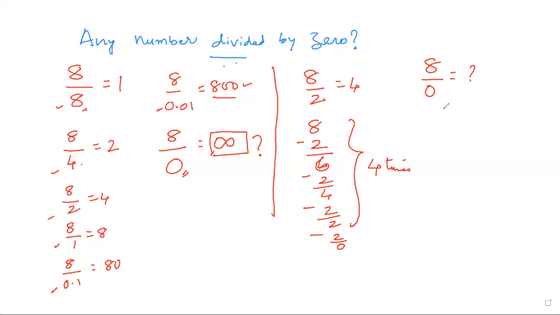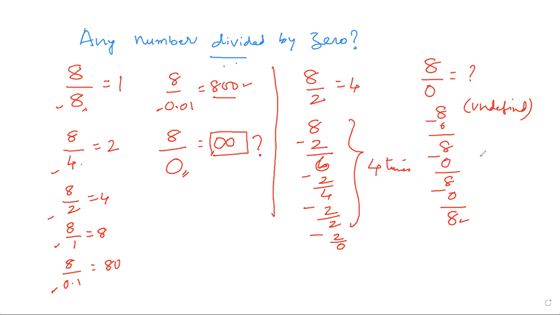Okay, now let me do the same process. 8 minus 0 is 8, minus 0 is 8, minus 0 is 8. If I do repeated subtraction, I go on getting the same number, correct? Again and again. That means I cannot actually do the same process like here, and every time I get 8. So with 8 by 0, I cannot say how many times it repeats. So normally we say any number divided by 0 is undefined, correct? Means we cannot define it, undefined.